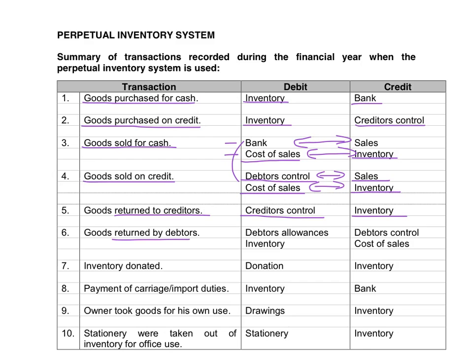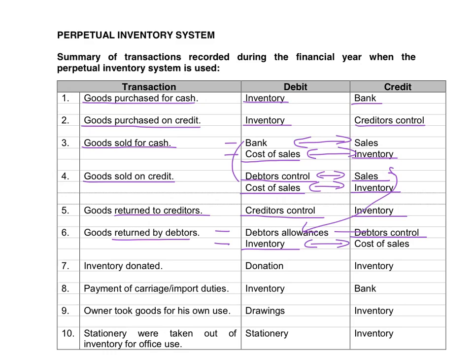Goods returned by debtors. The debtors' allowances and inventory will have two different amounts. So we will do two double entries again when goods are returned. The one will be for debtors' allowances to show that the sales that we had in that previous transaction is actually reduced with this debtors allowances figure. And debtors control owe us less money, so debtors control will be credited. Inventory will be debited because we receive the inventory back now from the debtors, so it means we have more inventory available, assets increase on the debit side, and my double entry will be the expense for cost of sales will decrease on the credit side.